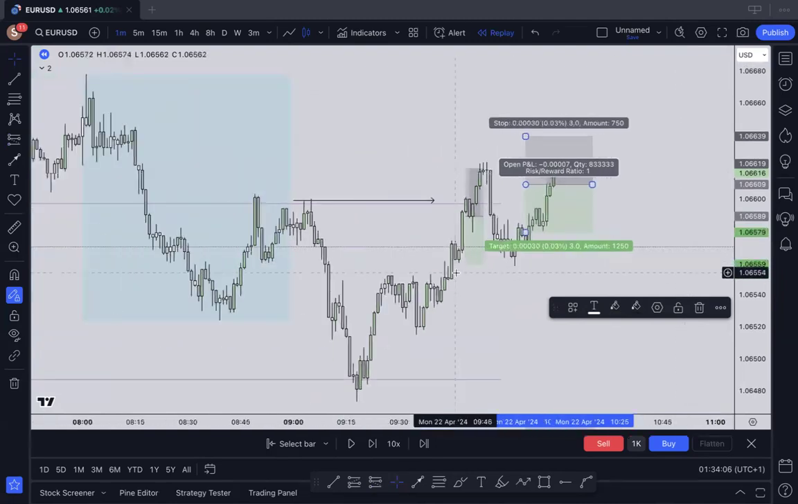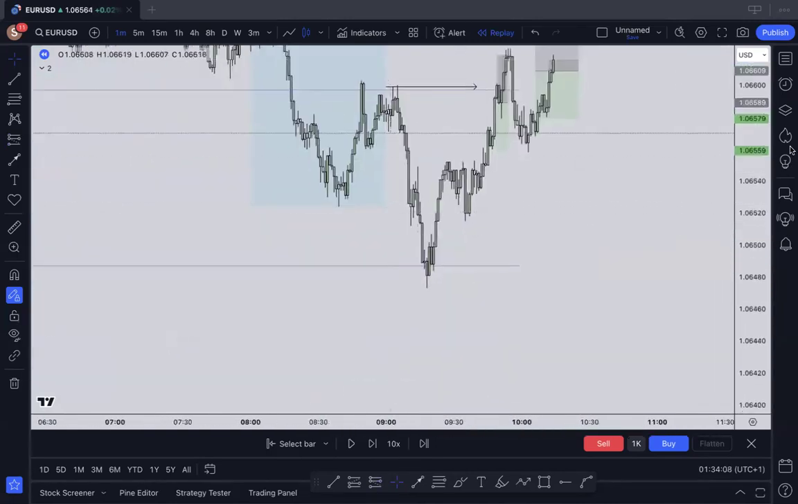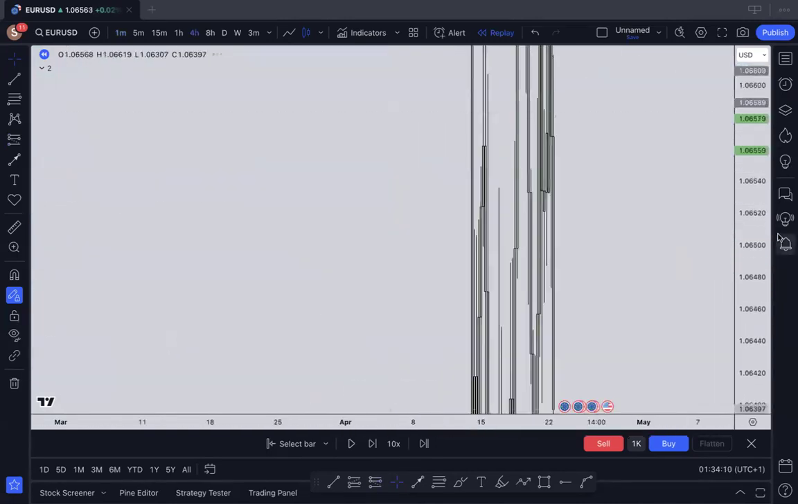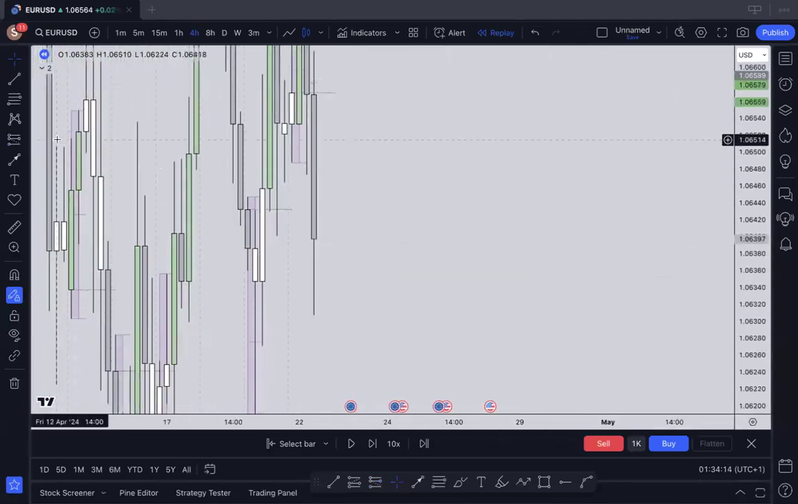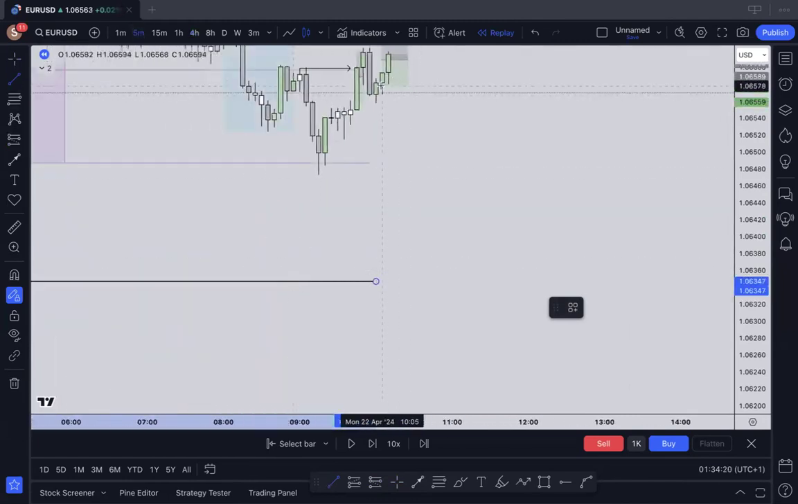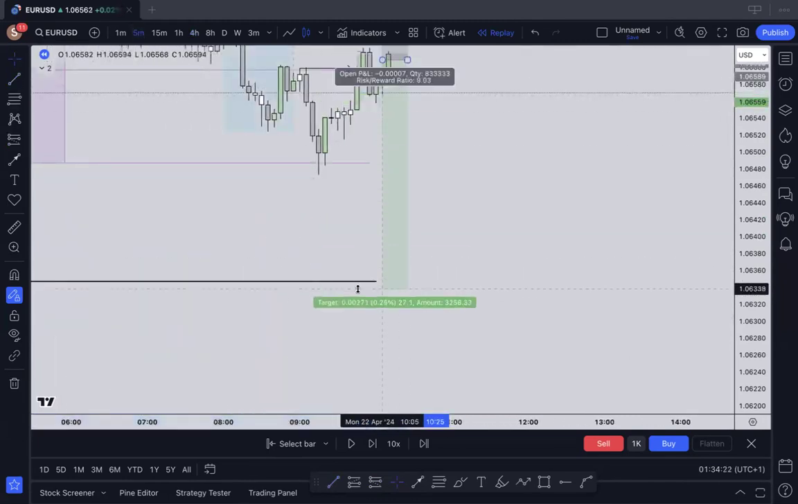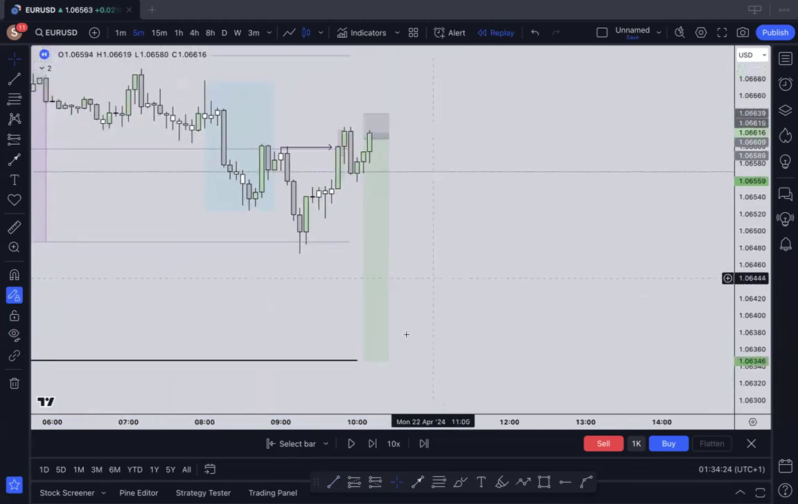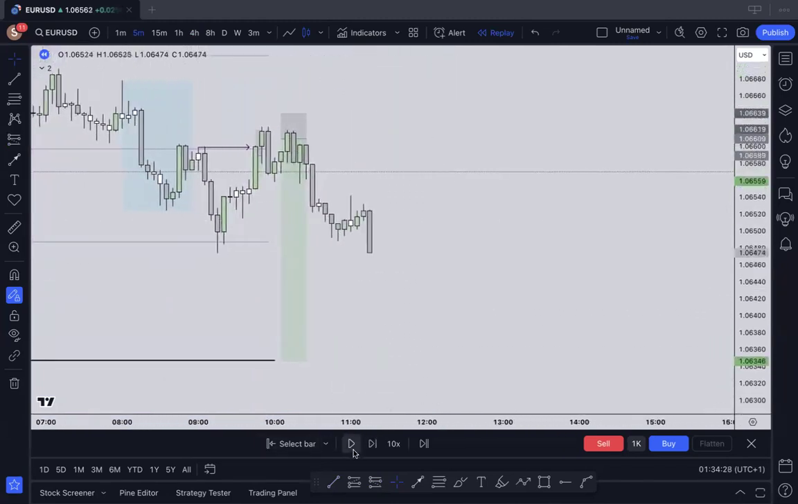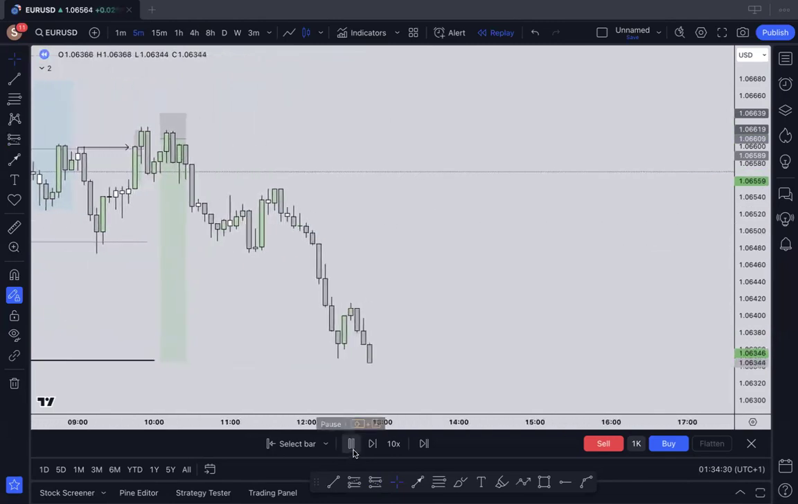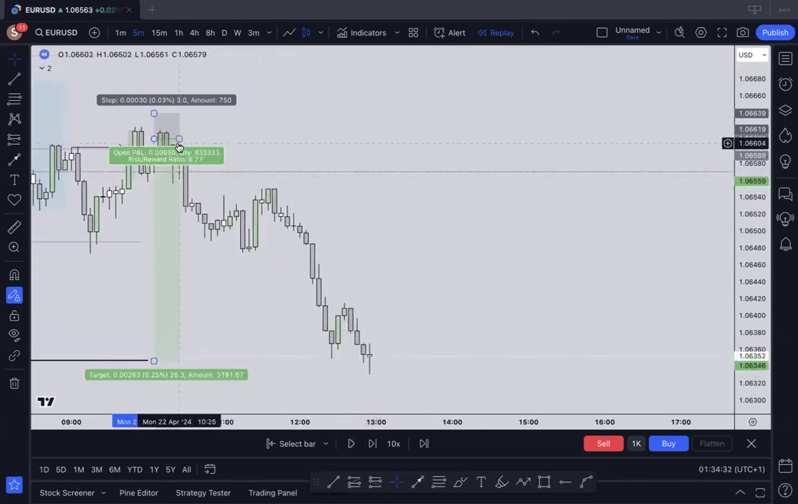Now, in terms of targets, where do we like to target? Well, we would obviously target the next H4 MSNR. And in this case, it would be here. Okay, so that down to there would be an 8-hour trade. And as you can see, price ends up hitting that like so.